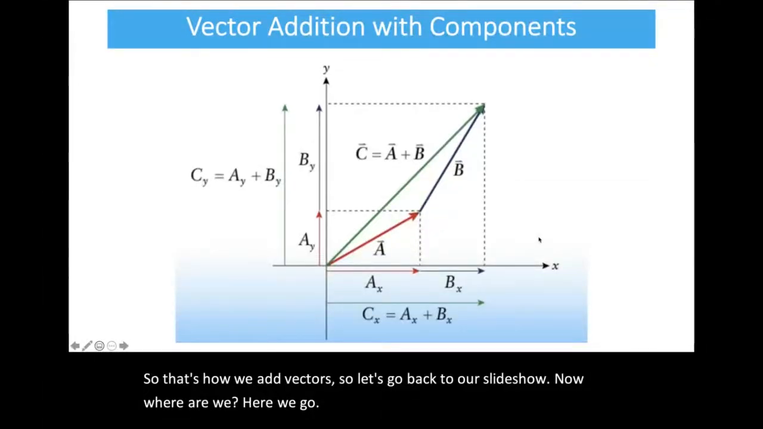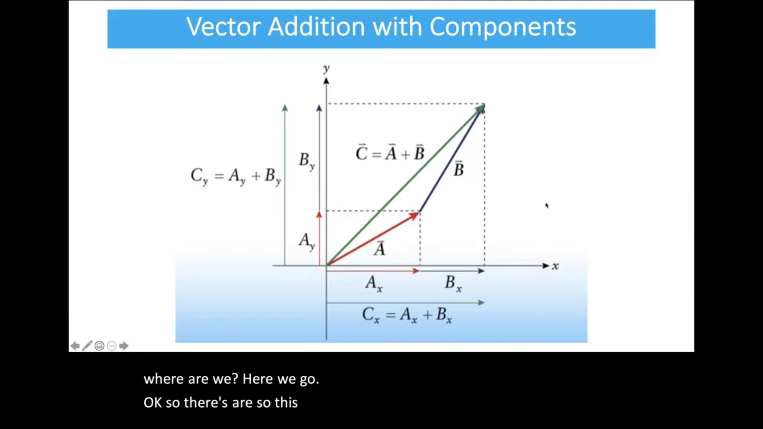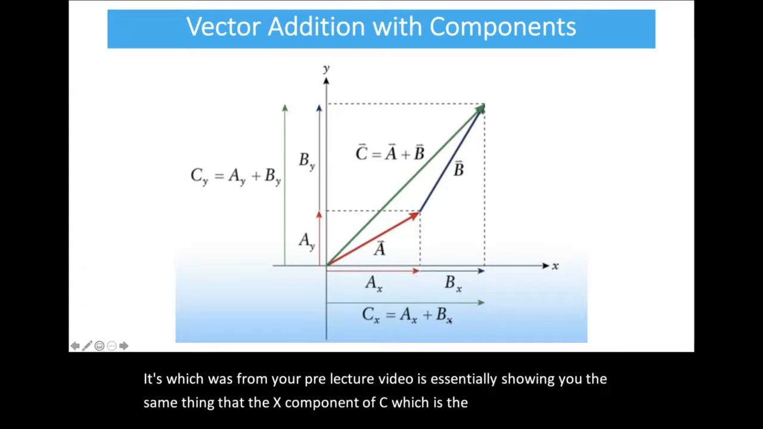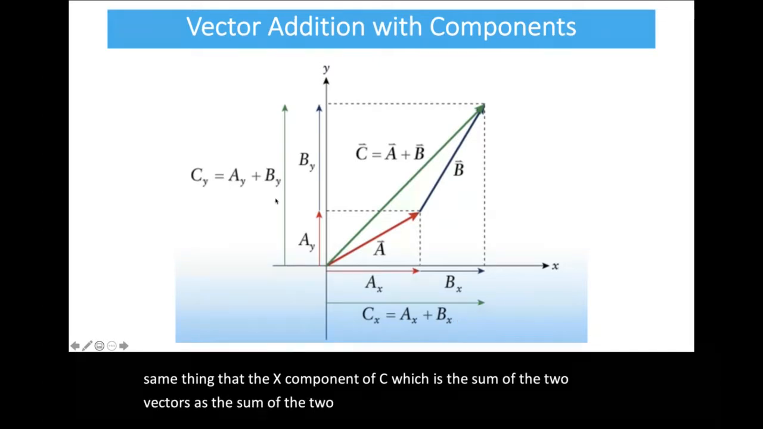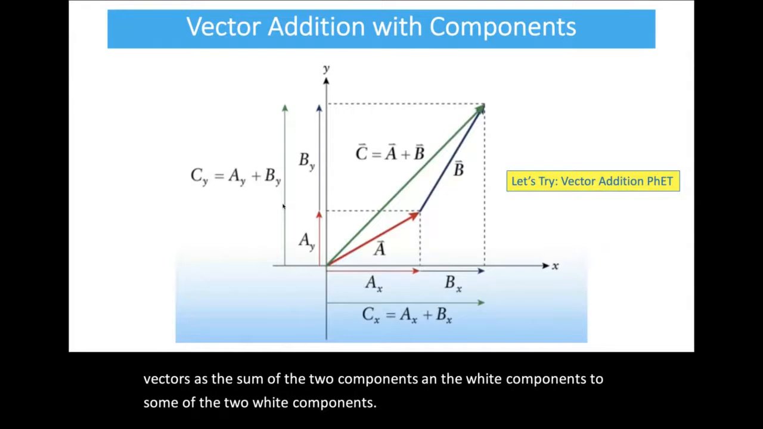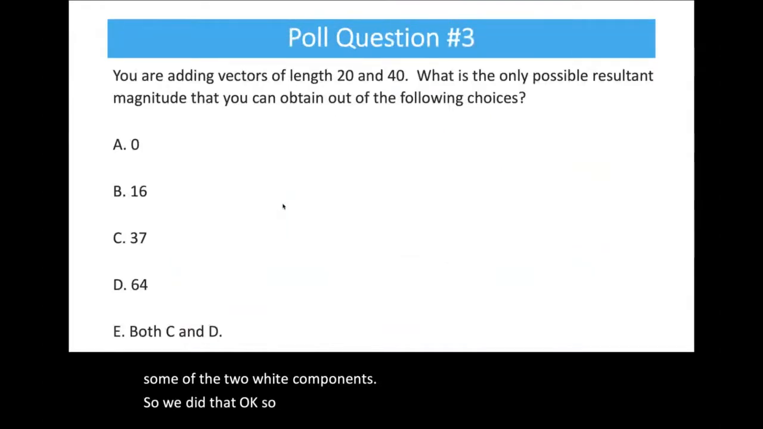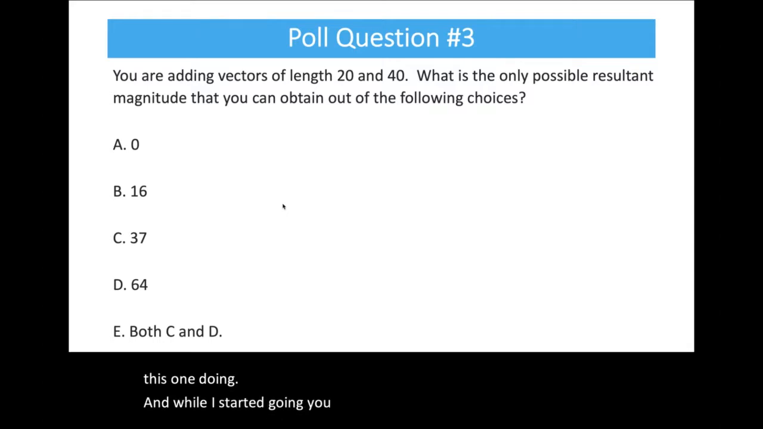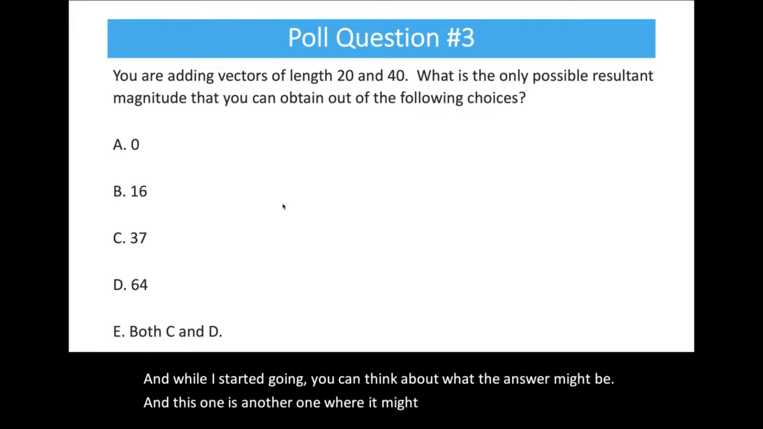So this picture in the slides, which was from your pre-lecture video, is essentially showing you the same thing: the x component of C, which is the sum of the 2 vectors, is the sum of the 2 x components, and the y component is the sum of the 2 y components. So we did that. Now we have another poll question, so I will start this one going. While it's going, you can think about what the answer might be. This is another one where it might be useful to draw a picture.